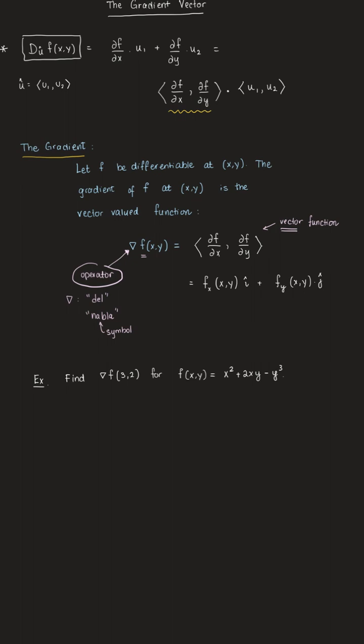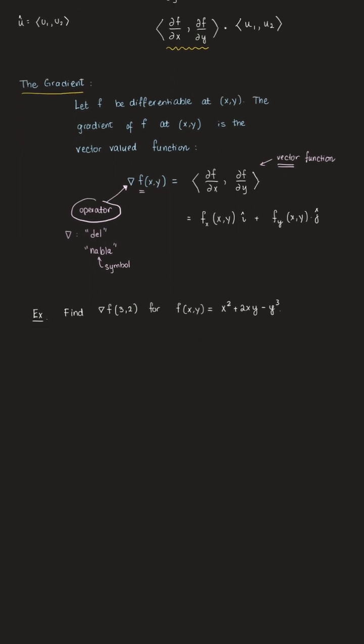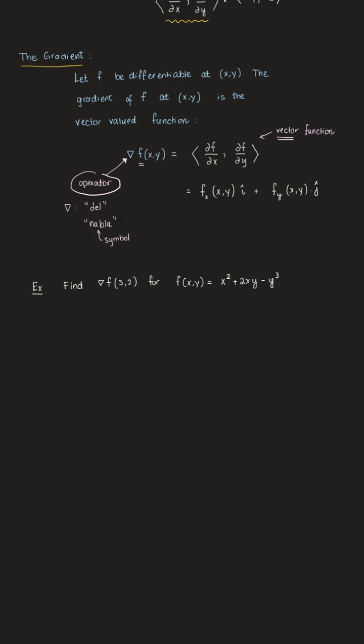We will make some more notes in the following video when we interpret what the gradient tells us about our surface and about the level curves on our surface. But for now, let's just try an example finding the gradient of a surface at a point. So let's find the gradient for f at the point (3, 2), given the function f of x, y equals x squared plus 2xy minus y cubed.